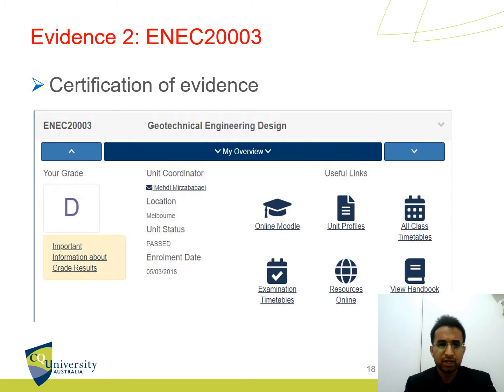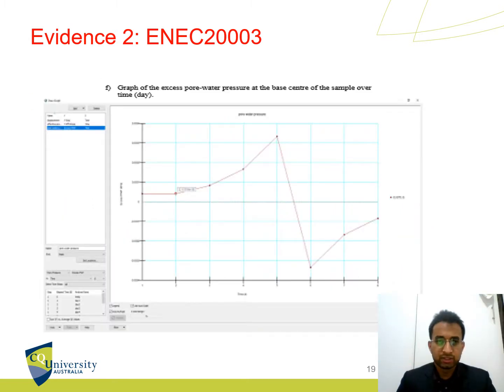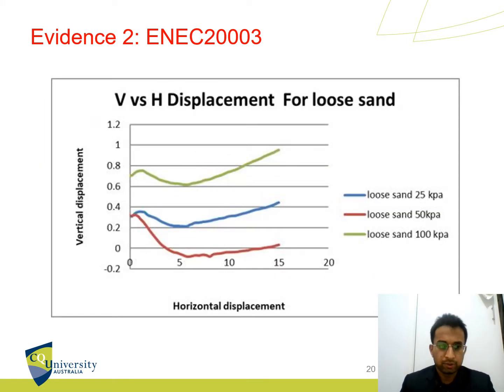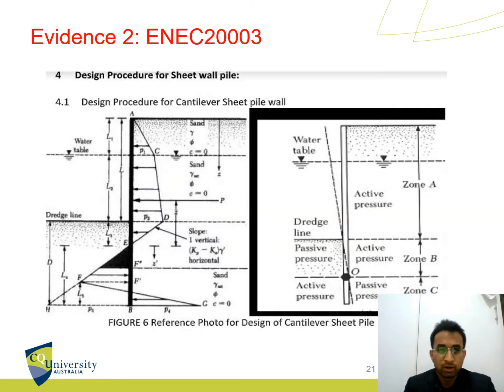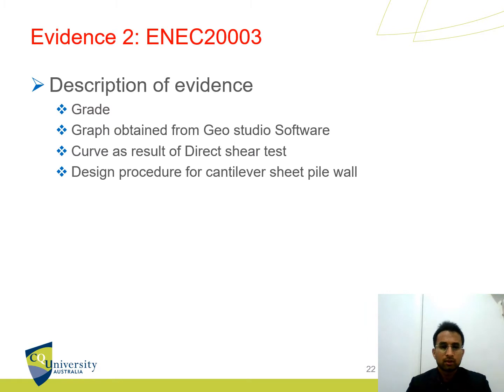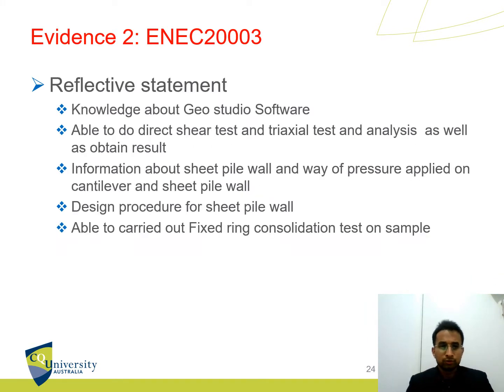This is my second evidence, where I have obtained distinction in geotechnical engineering design. This is the graph between excess pore water pressure and time of a soil which I obtained from GeoStudio software. This is a graph plotted between vertical displacement and horizontal displacement for loose soil, which is obtained through direct shear test. This is the figure which shows the soil pressure on cantilever sheet pile wall, and through this I have obtained knowledge about GeoStudio software.